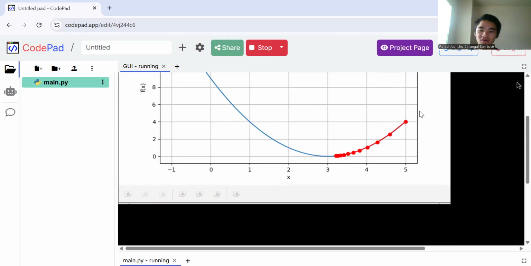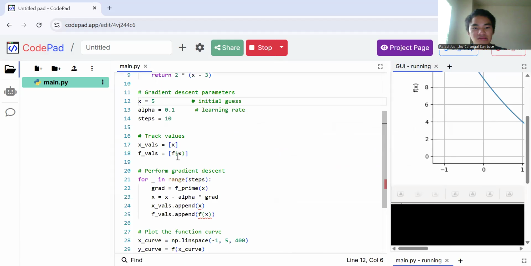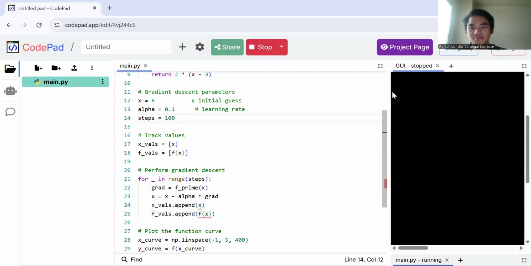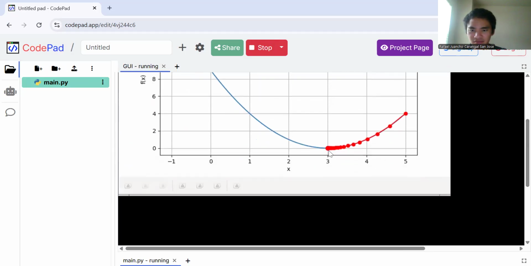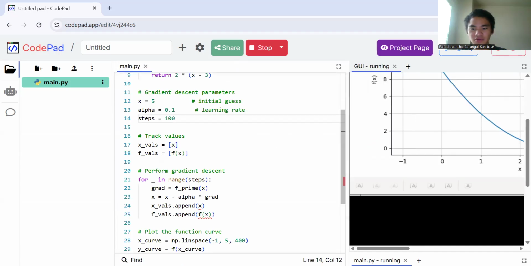But as we go, we're going to converge to a solution. And then, I don't know, if we make this 100, well, that definitely should converge to something, or it should give me a solution. And there we have it. So those are 100 steps. Each red dot is one step. Okay, let me go back.